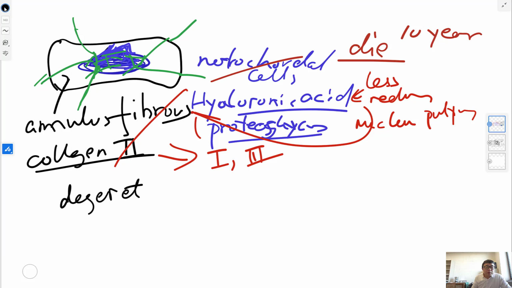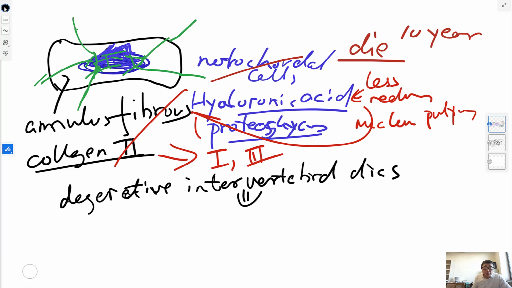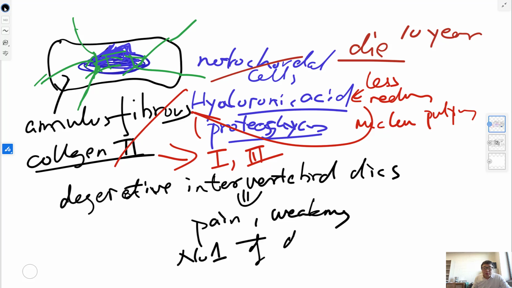degenerative intervertebral disc, which causes pain in the spine. And some of those may even block and squeeze the nerves, causing weakness of the body. This is the leading cause, the number one cause of disability worldwide.